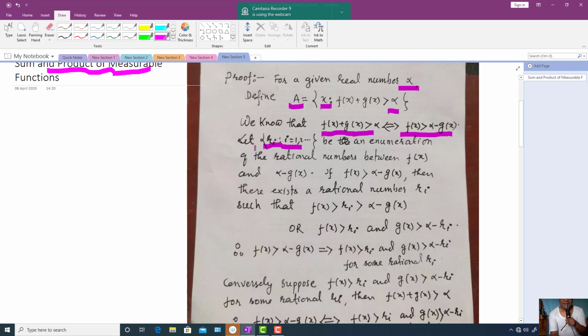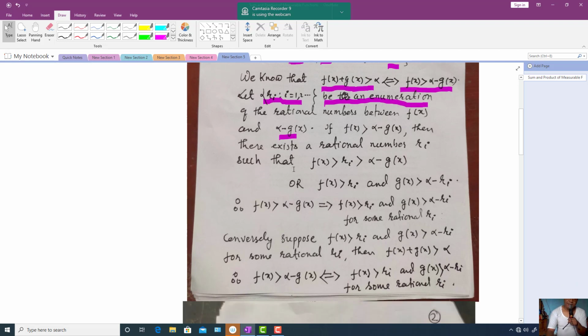So let r1, r2, r3 be an enumeration of the rational numbers between f of x and alpha minus g of x. The rational numbers between f of x and alpha minus g of x can be enumerated in this way, r1, r2, r3, up to infinity. It can go on. Next, if f of x is greater than alpha minus g of x, then you can take one rational number between them.